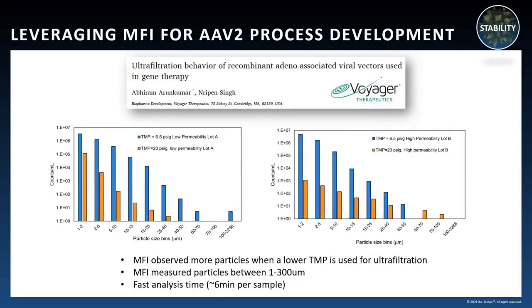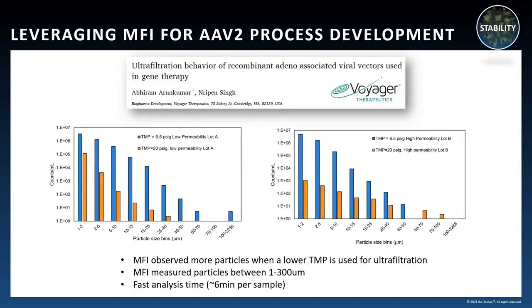The data show that using the lower gauge pressure, shown in blue, produces higher particle counts across the entire size range. So with a very fast analysis time of only 6 minutes per sample, the MFI is able to provide very valuable information about AAV aggregation during process.